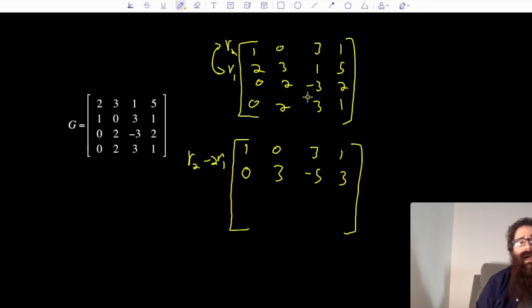Now, I'm going to go ahead and do some more work here. What I could do next, for example, is do the row reduction in row 4.